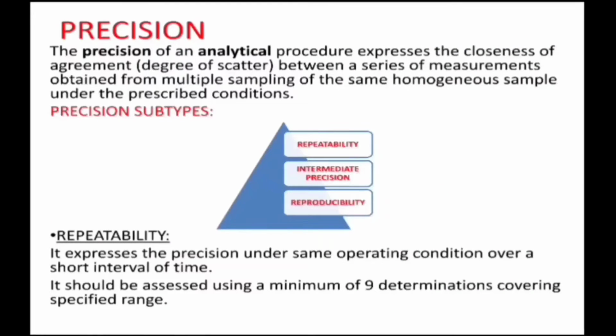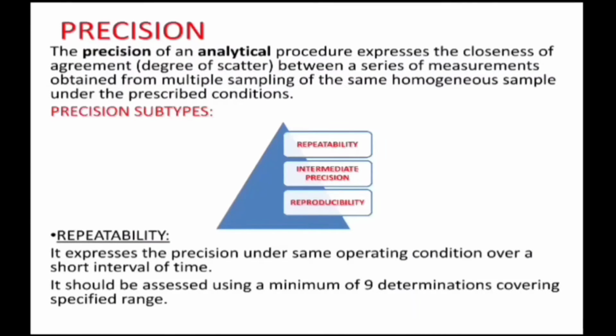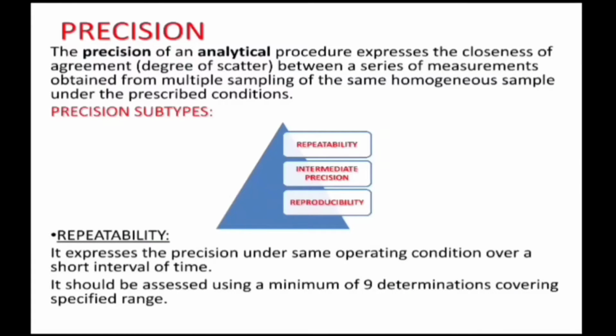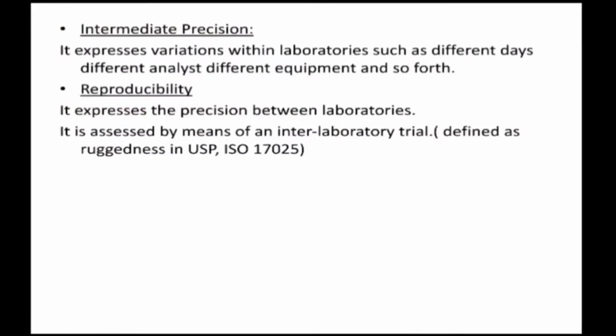Precision. The precision of an analytical procedure expresses the closeness of agreement between a series of measurements obtained from multiple sampling of a same homogeneous sample under the prescribed condition. Precision subtypes: repeatability, intermediate precision, reproducibility. Repeatability. It expresses the precision under same operating condition over a short interval of time. It should be assessed using a minimum of 9 determinations covering specific range.